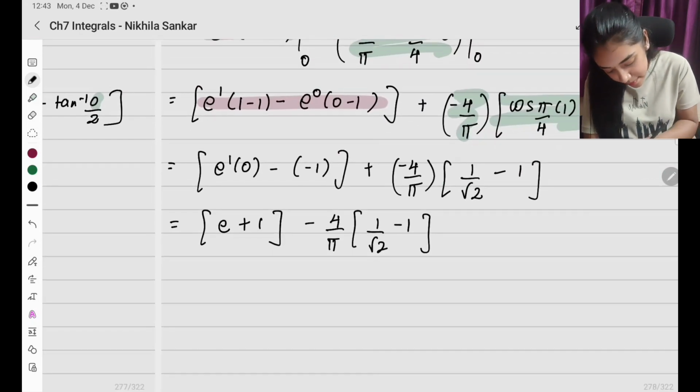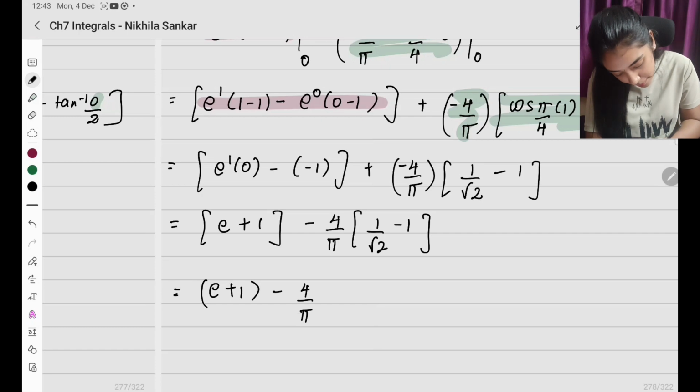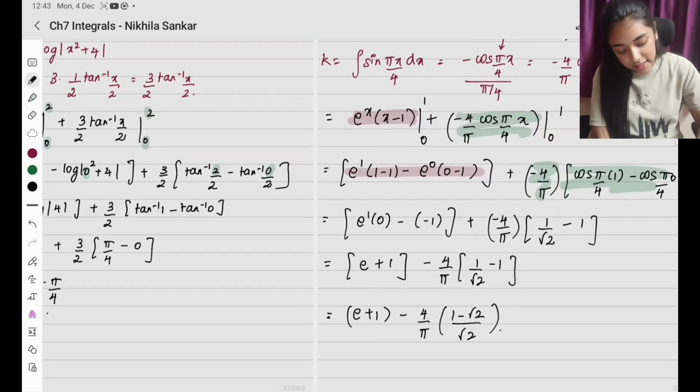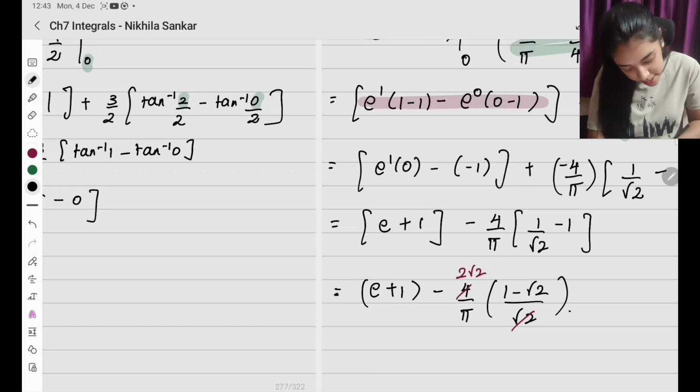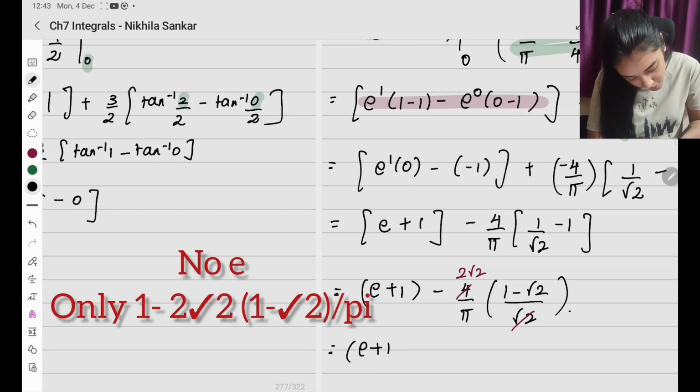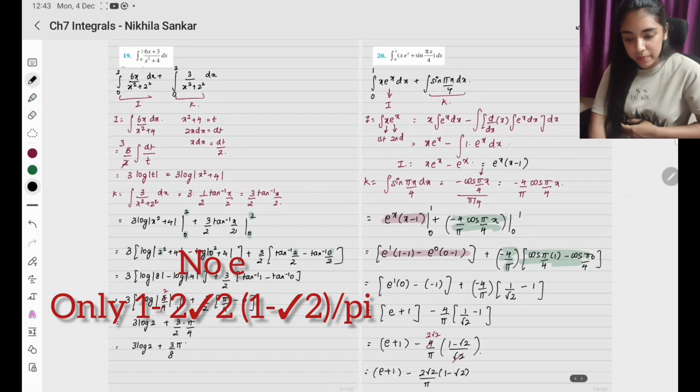When I take the LCM, you have e plus 1 minus 4 by pi times 1 minus root 2 divided by root 2. Here, how can we simplify this further? I have root 2 here, so this becomes 2 root 2. So the final answer can also be written as e plus 1 minus 2 root 2 divided by pi into 1 minus root 2. Okay, please copy.